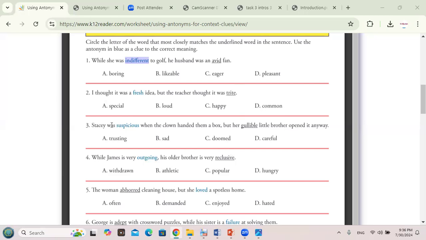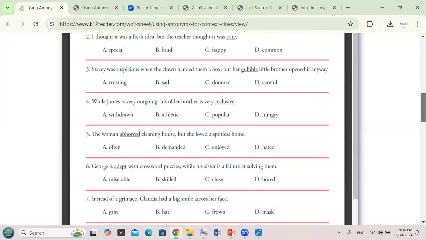Here we have this one. Suspicious, and we have the word gullible. What does suspicious mean? We don't trust him. Yes, very good. Suspicious means you don't believe others easily. If you describe someone as suspicious, it means I have my own doubts.